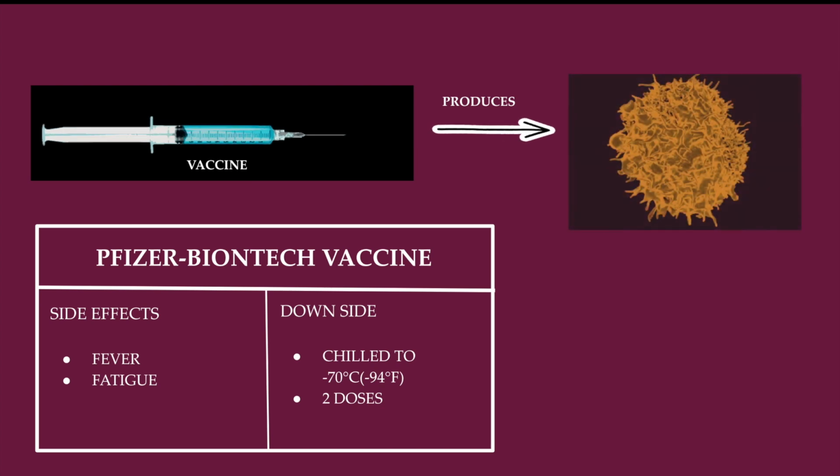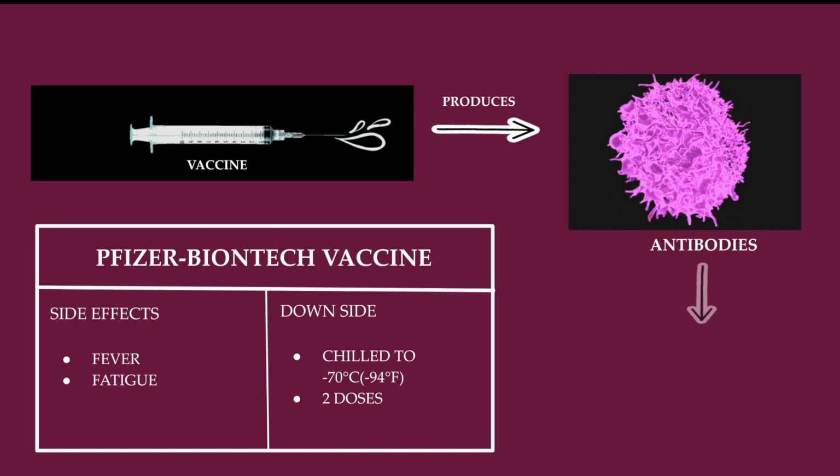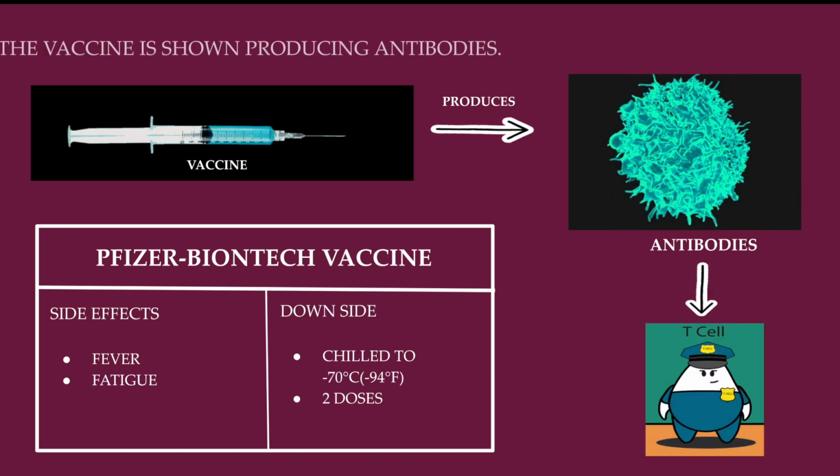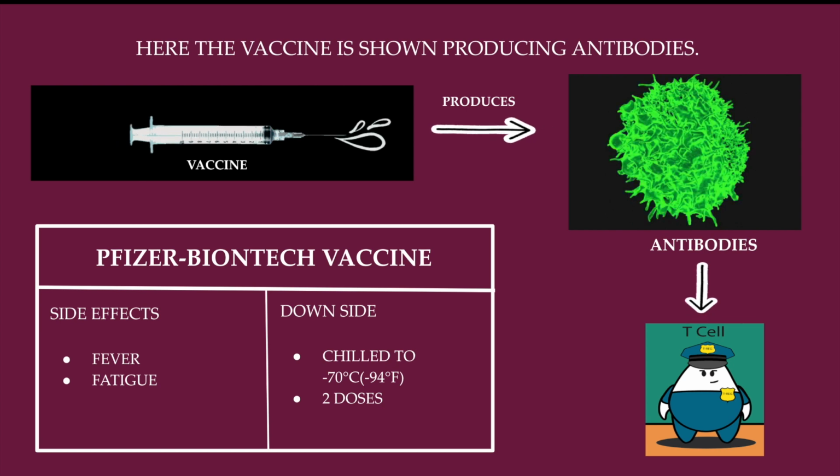The only downsides that it has is that it needs to be chilled to -70 degrees Celsius, which is -94 degrees Fahrenheit, and you need to take two doses of the vaccine. The Moderna vaccine is said to be 94.5% effective, and this too needs to be kept in cold storage.